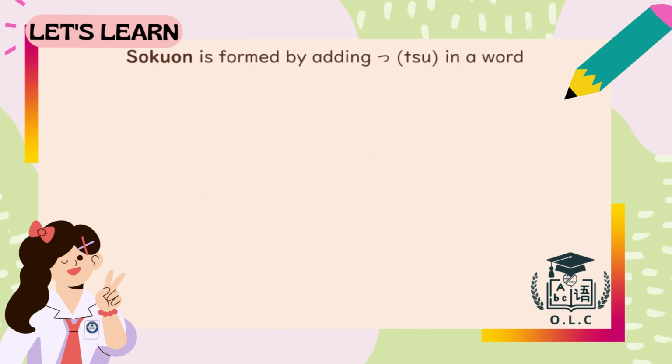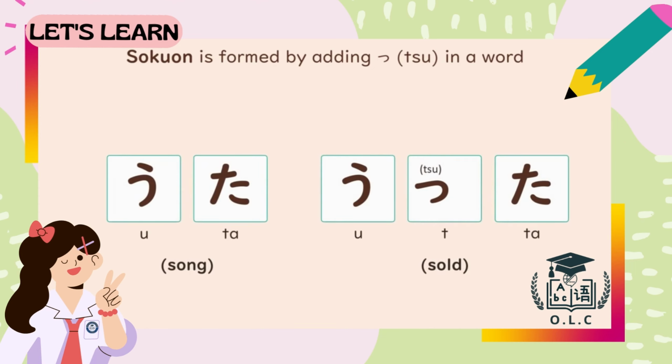Let's listen to two words. The two words are written in a similar way, but the second word will have this small tsu to indicate SOKUON.